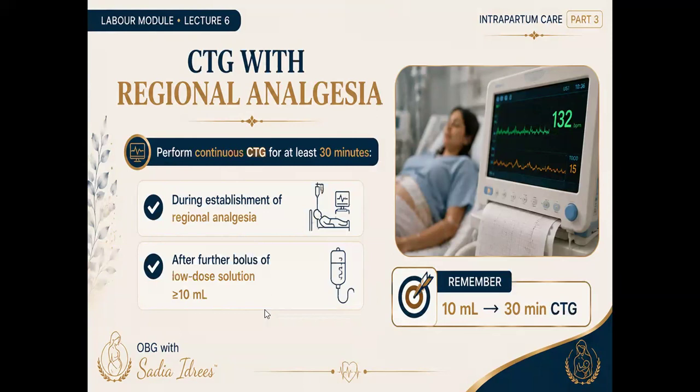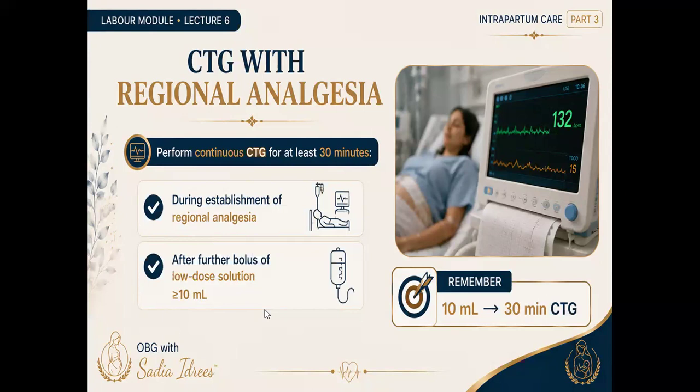And here is where today's numbers connect beautifully. If a further bolus of a low-dose solution of 10 milliliters or more is given, again, perform continuous CTG for at least 30 minutes. So your memory shortcut is if you're giving 10 milliliters or more, 30 minutes CTG. Why? Because regional analgesia can produce acute maternal hemodynamic changes, particularly hypotension, and those changes may affect the fetal heart rate.